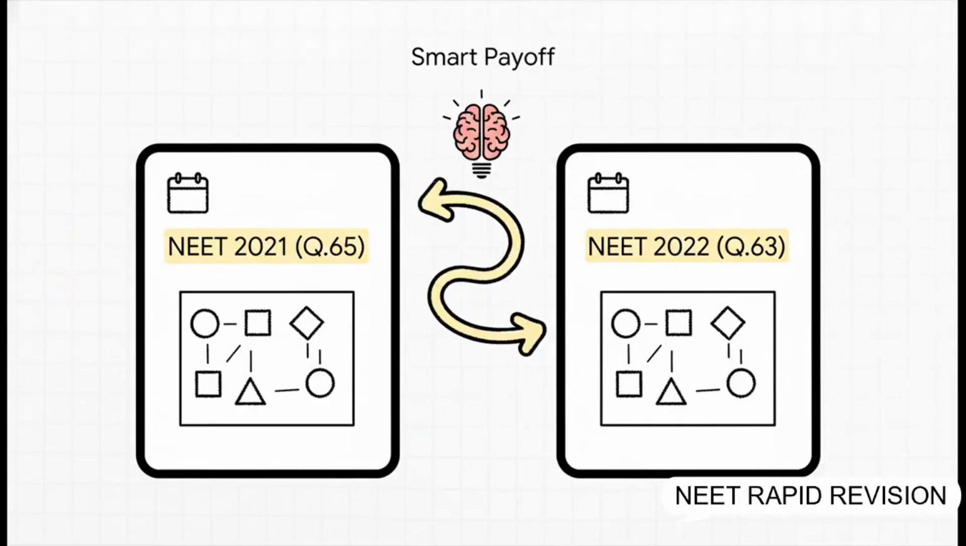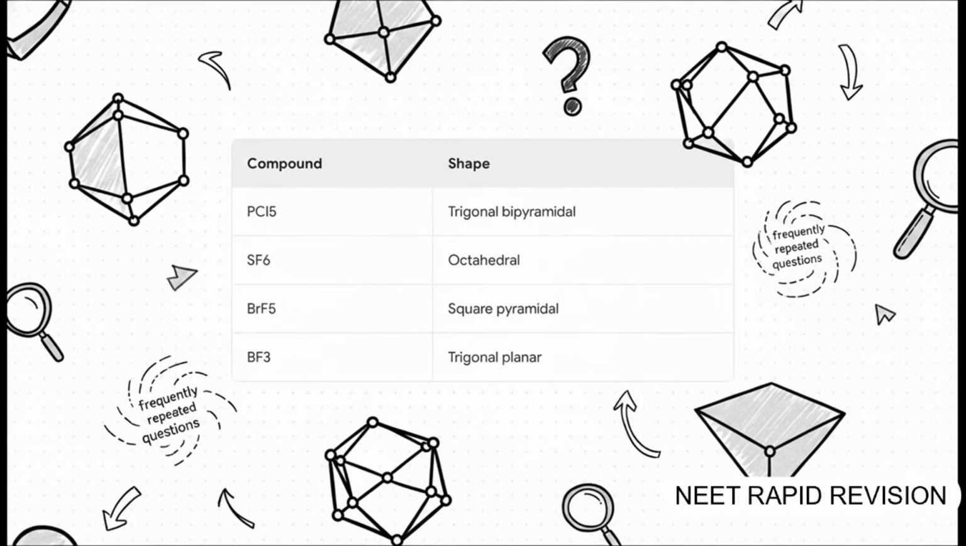And you guessed it, it's a repeat. This exact list of molecules and their shapes was on the 2021 paper, and then it showed up again in 2022. This is a perfect example of how just memorizing a few key structures can pay off big time, year after year. So here are the right answers all laid out for you. Seriously, this is a great time to hit pause and take a screenshot. You need to have these shapes memorized. They are just that important.